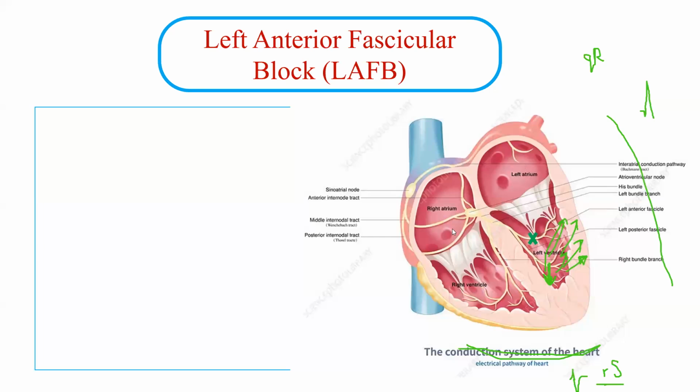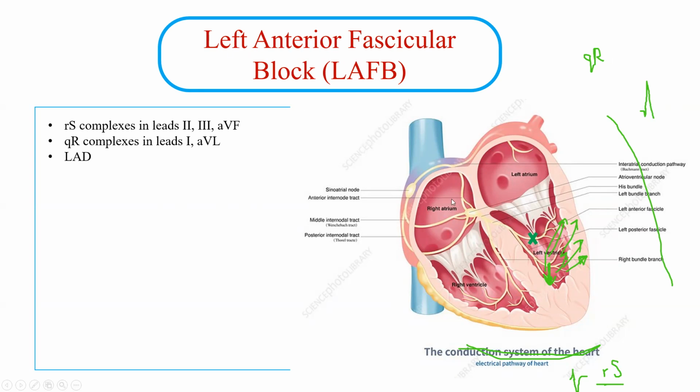So let's talk about the criteria. Number one, we will find small r capital S in the inferior leads, lead 2, 3, and AVF. And we will have small q capital R in lead 1 and AVL and the lateral leads. And we will have left axis deviation on EKG. These are the three criteria that will tell us that the patient is having a left anterior fascicular block.